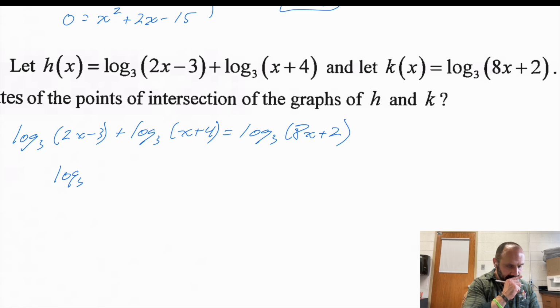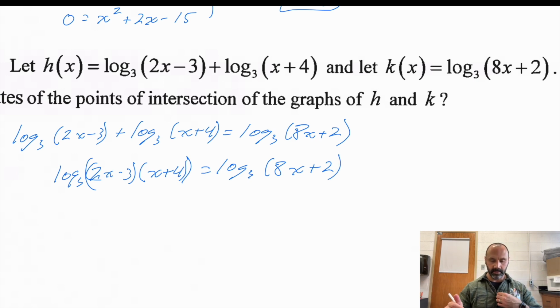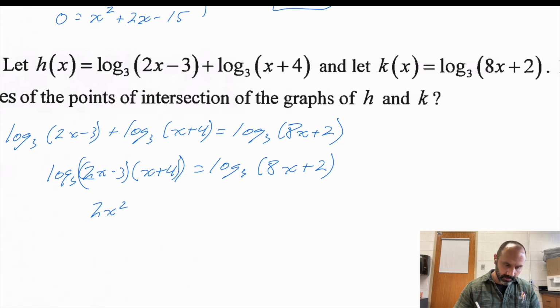Wait, let's see what's going on here. Oh yeah, we're good. So this is 2x minus 3 times x plus 4, all of this being multiplied, equals log base 3 of 8x plus 2. So we're going to multiply this out, right? Again, same base, so now we eliminate the logs. They're not canceling out, that's not what's happening, right? We know those two expressions are equal, so we set them equal to each other. And so this turns out to be 2x squared plus 5x minus 12 equals 8x plus 2.